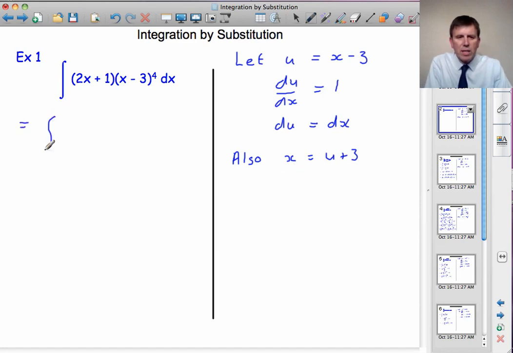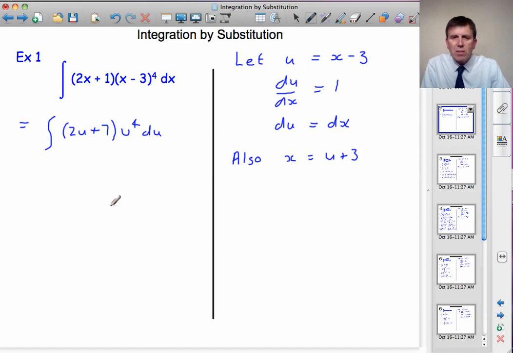I'm going to integrate. What would 2x plus 1 be? Well, x is u plus 3. So 2x will be 2u plus 6, and the extra 1 there will make that 2u plus 7. X minus 3 is simply u, so x minus 3 to the power 4 is u to the power 4. And the dx can be replaced by the du.